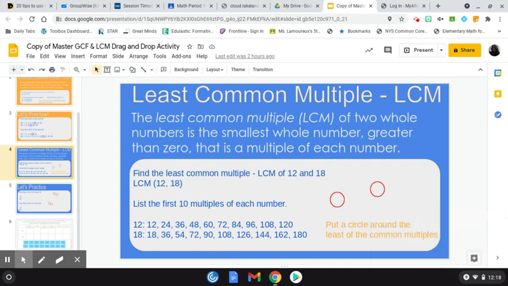Hey boys and girls, today we're doing least common multiple, and the least common multiple of two whole numbers is the smallest whole number greater than 0 that's a multiple of each number.